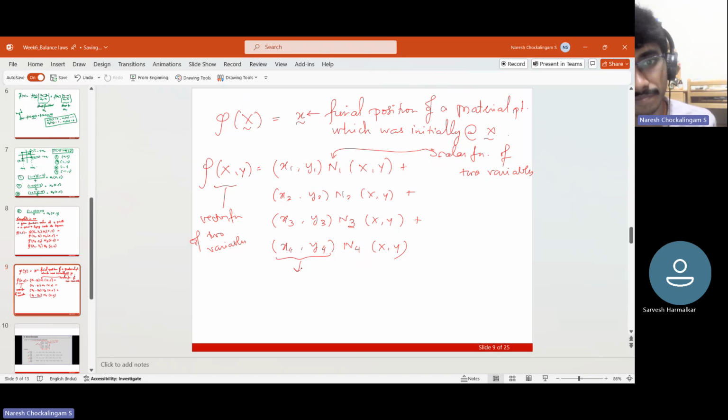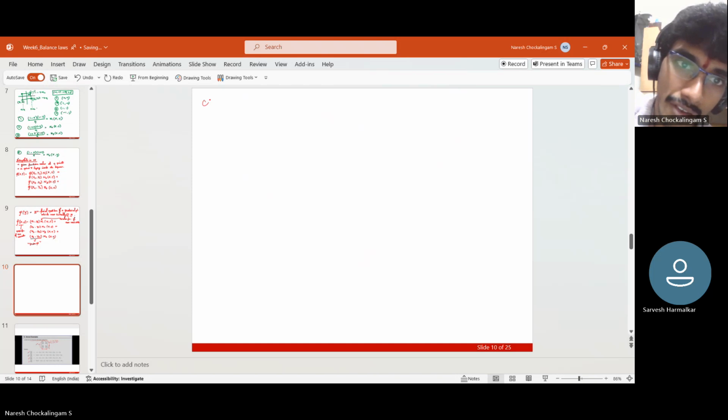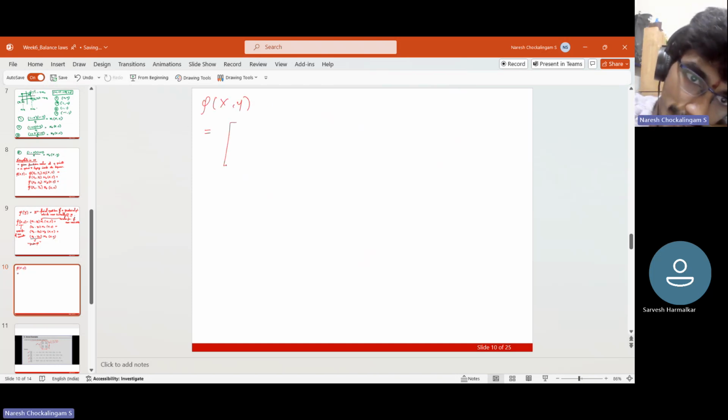This is a point, right? It's just a point. It's not a function. It's a vector point. It has two coordinates and it doesn't have any x or y dependence. So let us write down the deformation function. Phi of x comma y is nothing but, what is the first point? I don't remember. I have to go back.